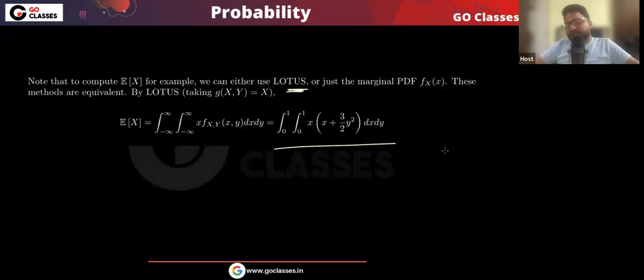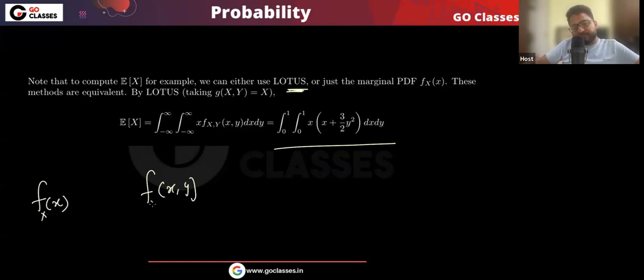So let's just do one thing. We have found the expectation of x using the LOTUS rule, but let's try to find it using the marginal PDF also. Do you know that if f xy is given to you, then how to find the f x? We need to integrate over all the possible values of y. Should I write dx here or dy here? Yes, all the possible values of y. Then you will be finding f x.